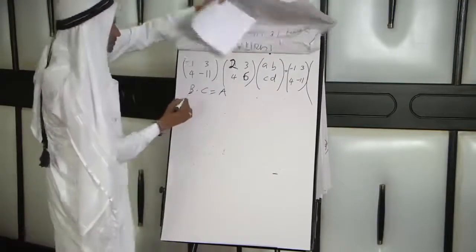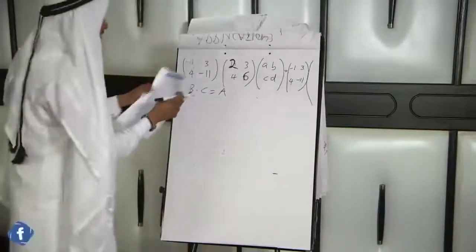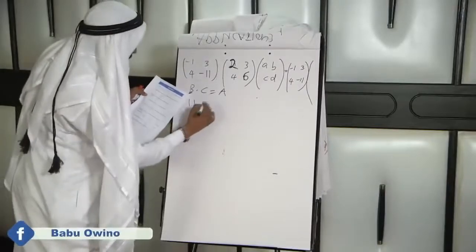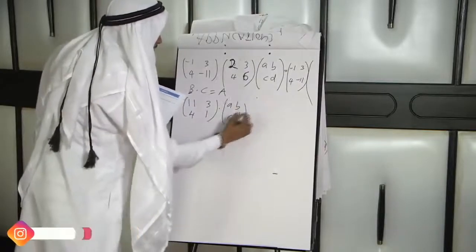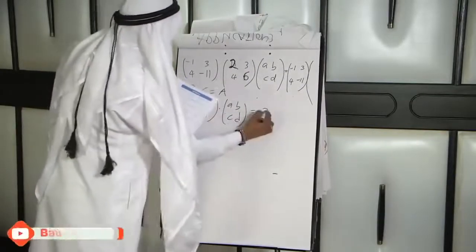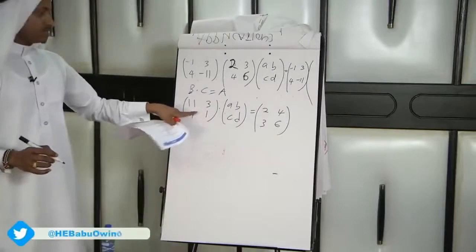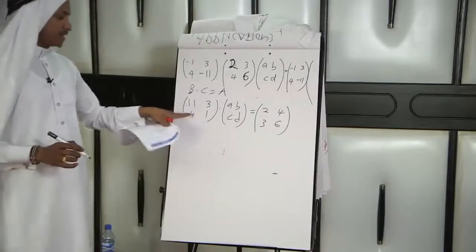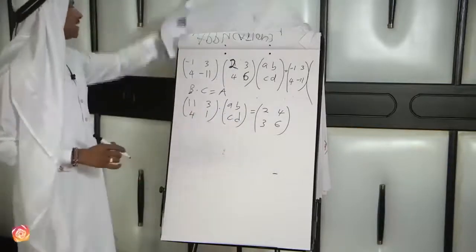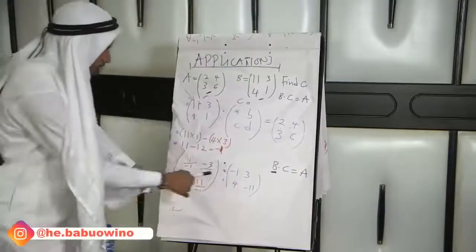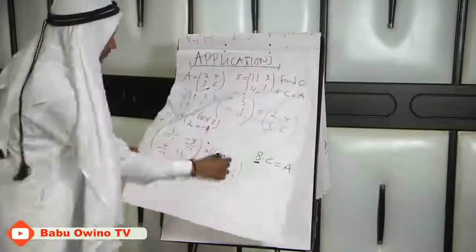So our value of B is here. B is 11, 4, 3, 1, multiplied by C. C we can replace by A, B, C, D, equals A. A is 2, 3, 4, 6. So remember we said get the inverse of this, and we've gotten it. Then pre-multiply by the inverse of B. So what did we get as the inverse? The inverse is here: minus 1, 4, 3, minus 11.